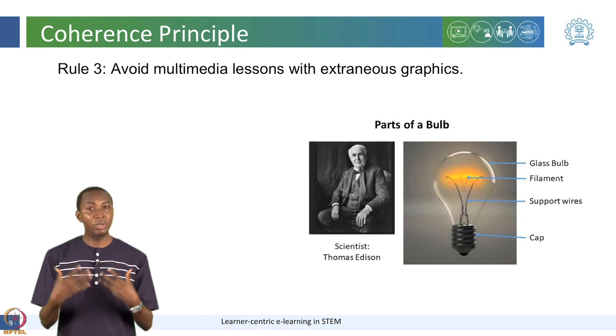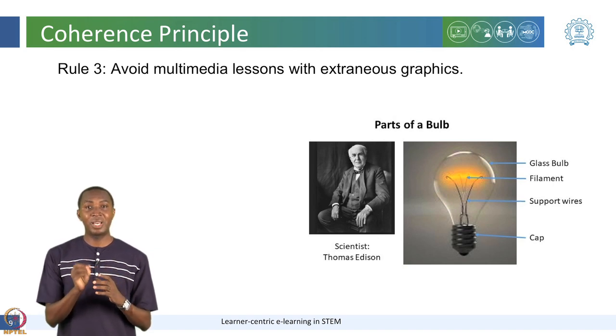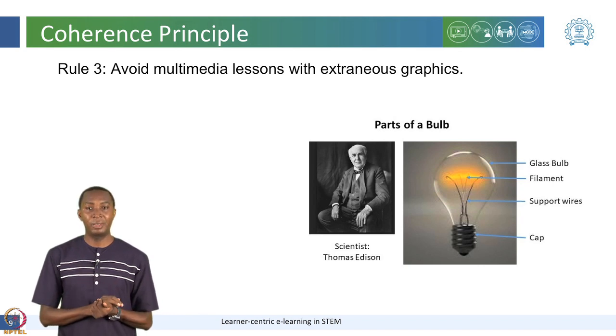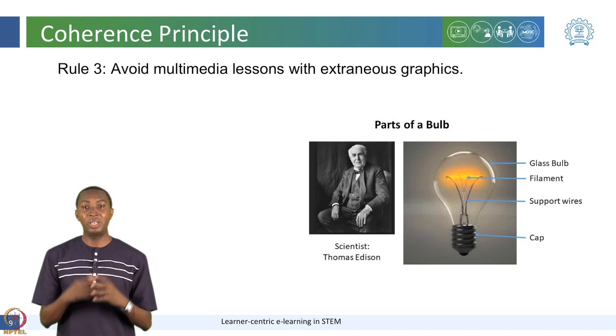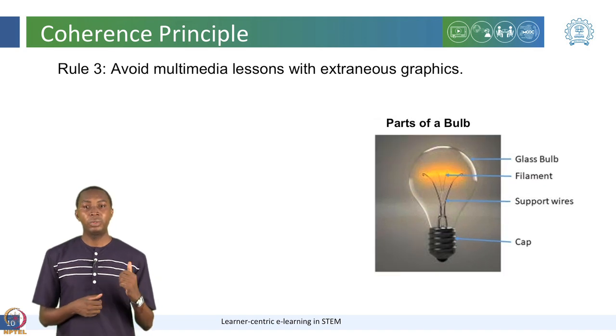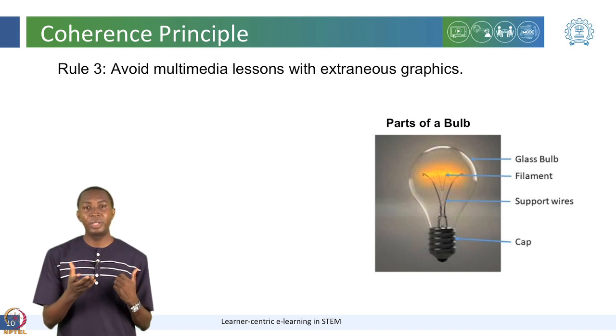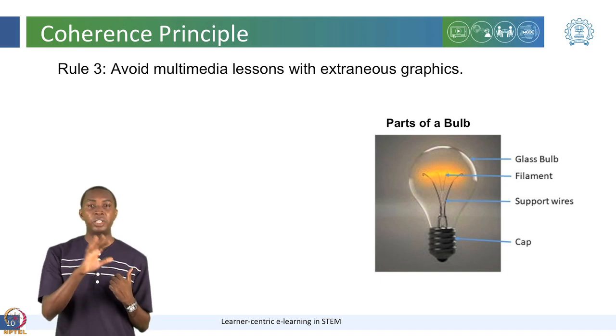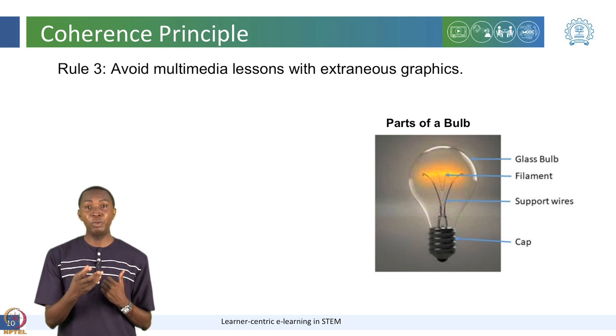So omit all graphics that are not important to your lesson, so that learners can grasp the required information at one time, allowing them to follow the lesson in an easier way. So now look at the following image and see the difference. If you look at this image here, we have removed the image of Thomas Edison. Only the image of a bulb and its parts remains.